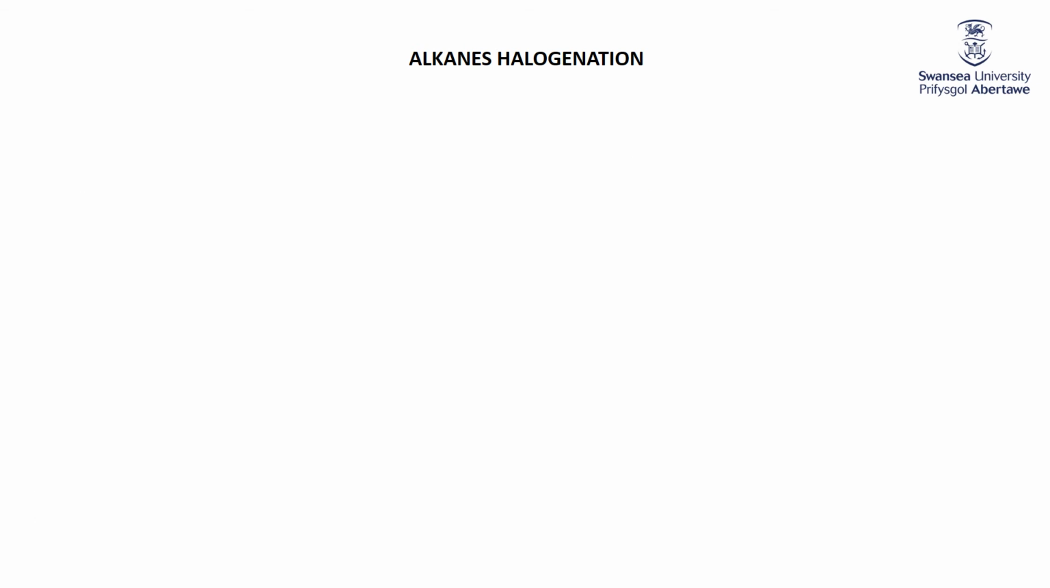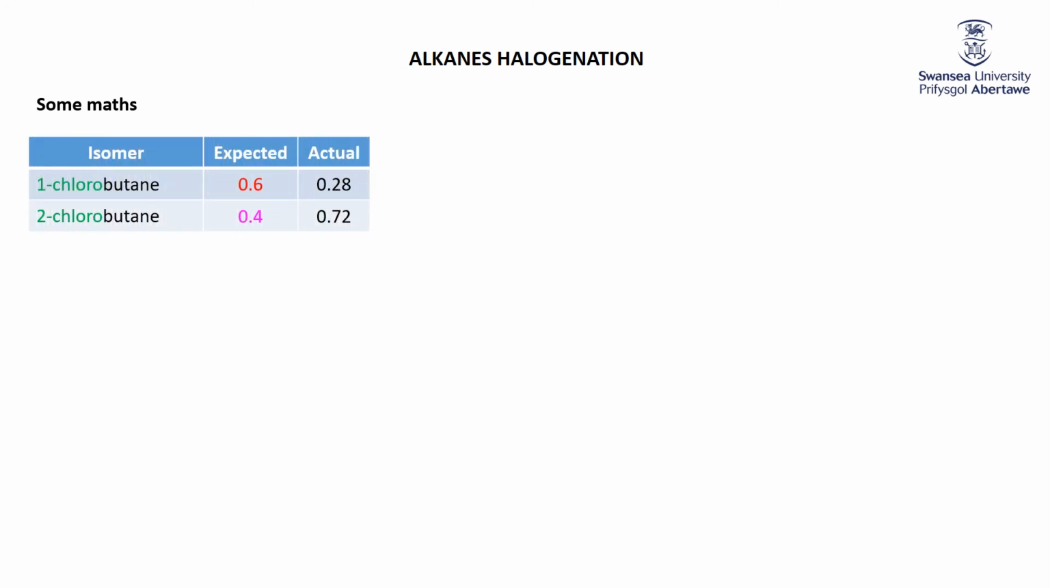Now let's wrap this up on this slide, in which we do a little bit of maths. Let's go back to the first example where we took butane and we made either 1-chlorobutane or 2-chlorobutane, because there were 6 primary and 4 secondary hydrogens there. We expected 60% or 0.6 of the 1-chloro, 40% or 0.4 of the 2-chloro. We actually saw 0.28 and 0.72.